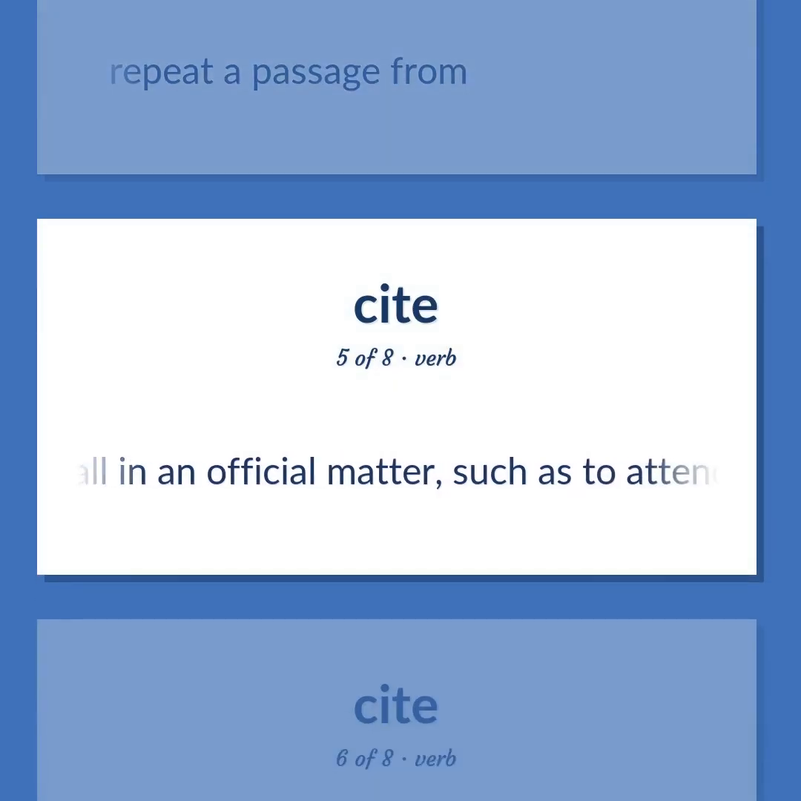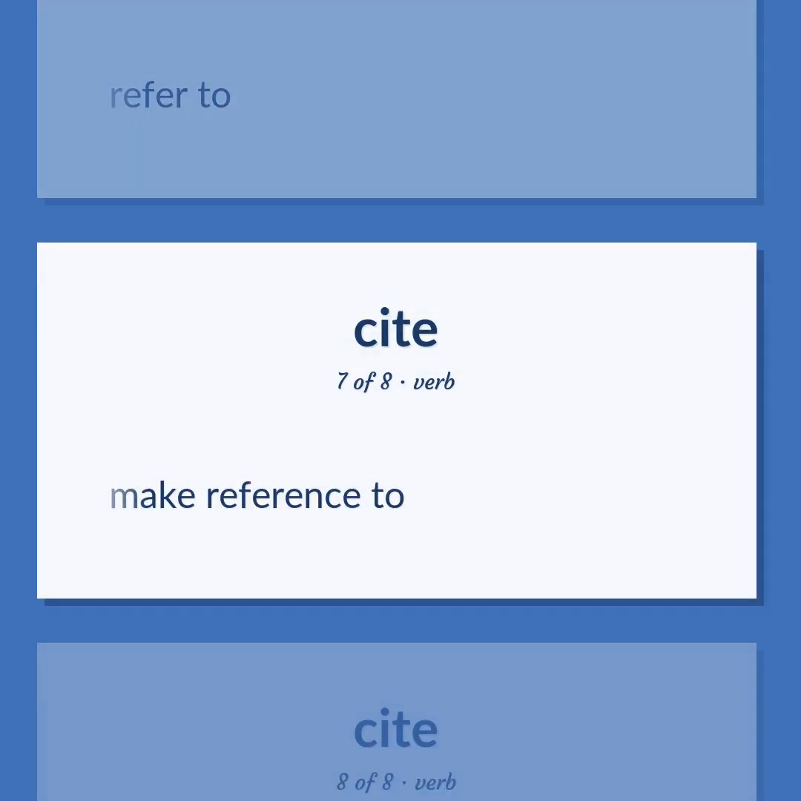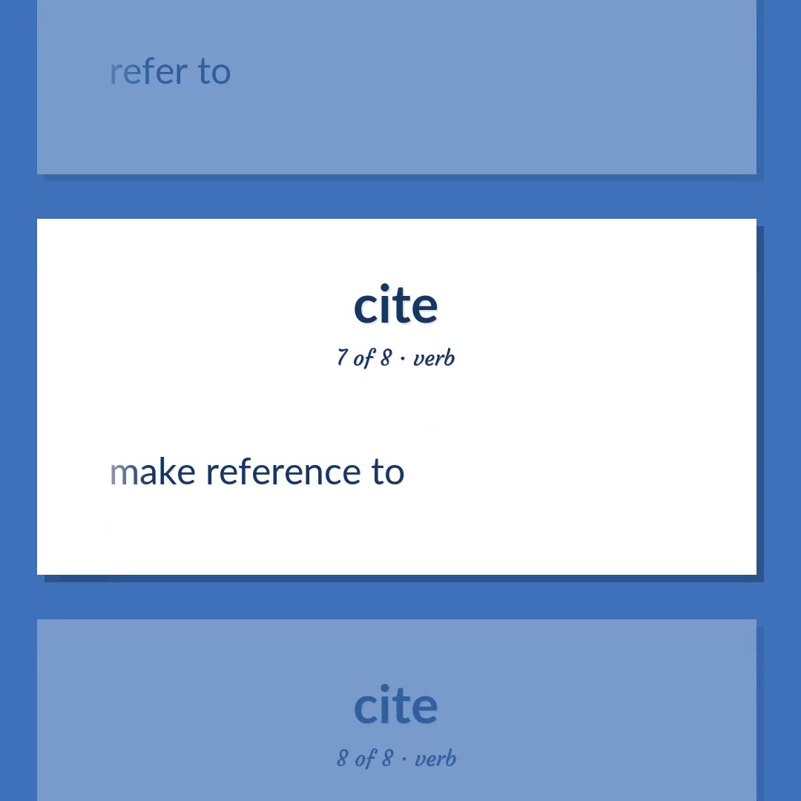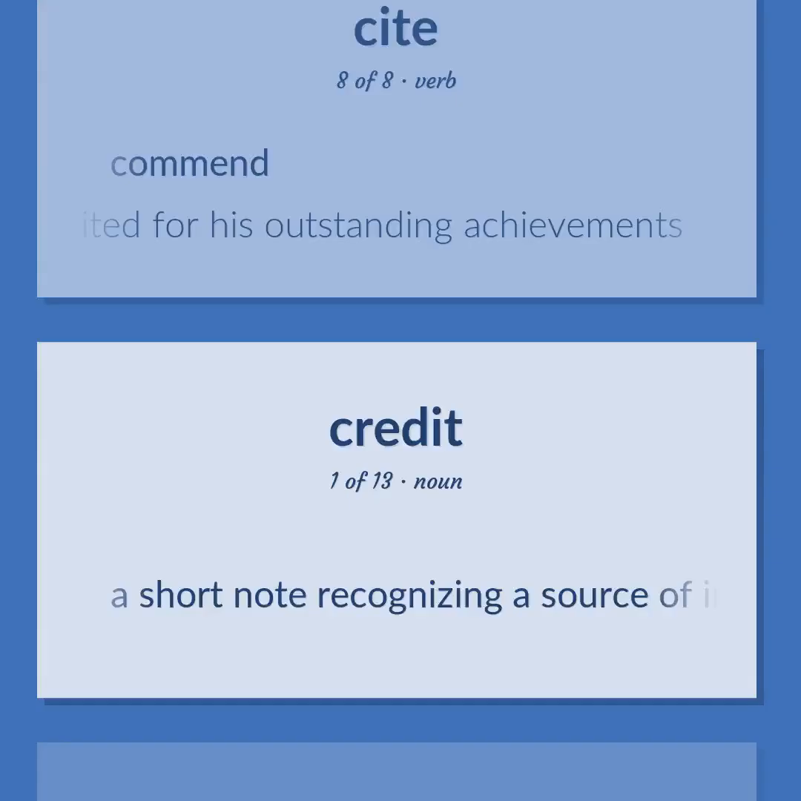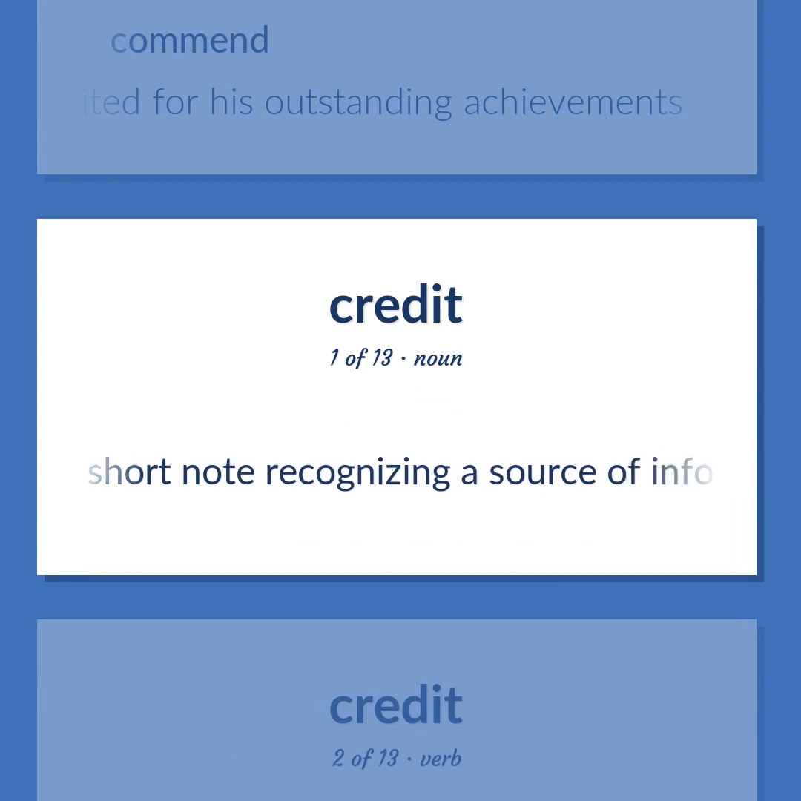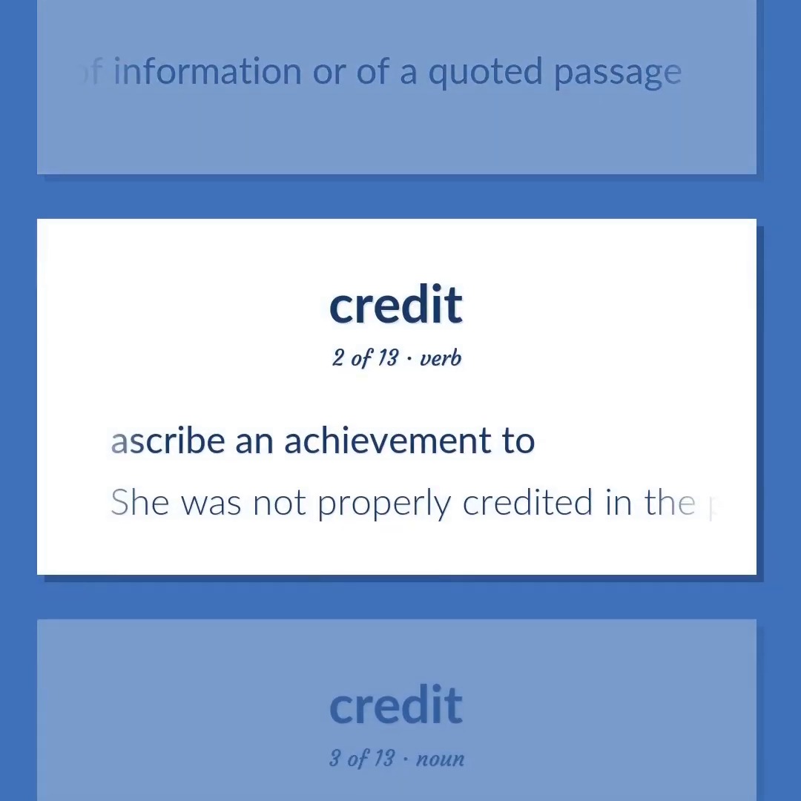Call in an official matter, such as to attend court. Refer to. Make reference to. Commend. He was cited for his outstanding achievements. A short note recognizing a source of information or of a quoted passage. Ascribe an achievement to. She was not properly credited in the program.